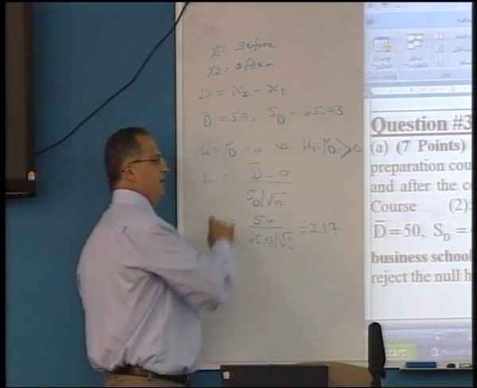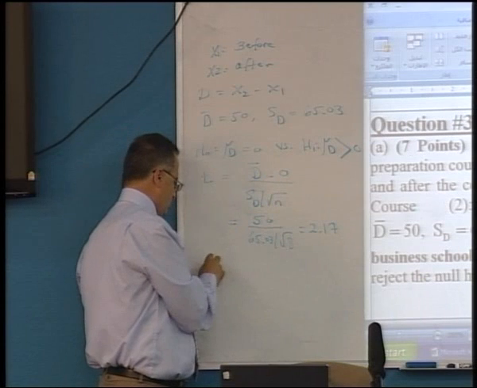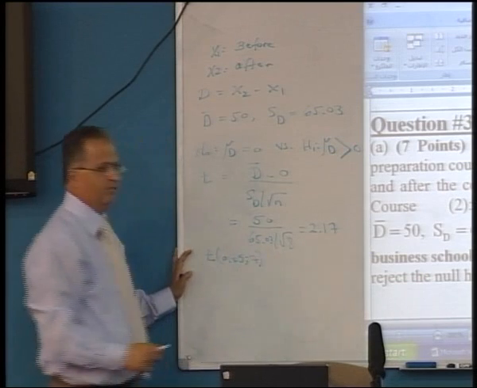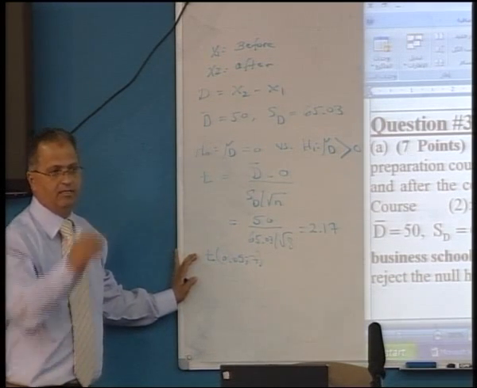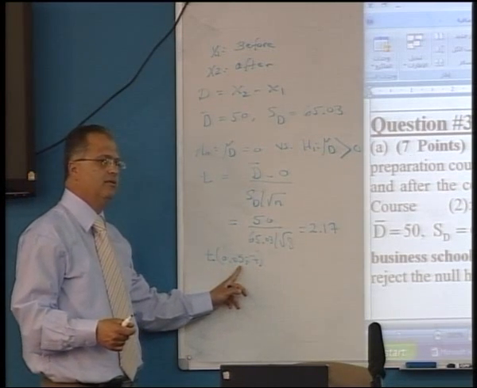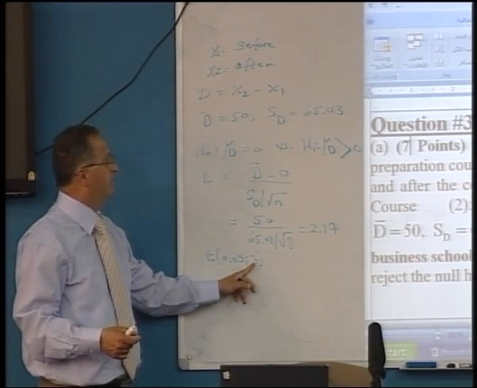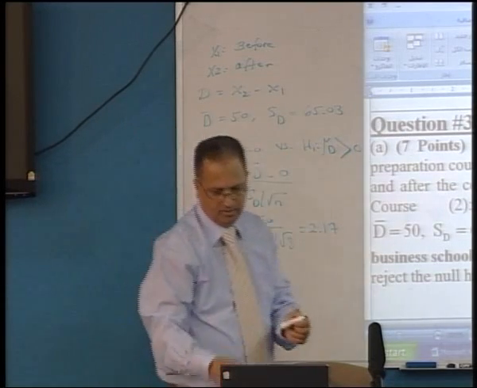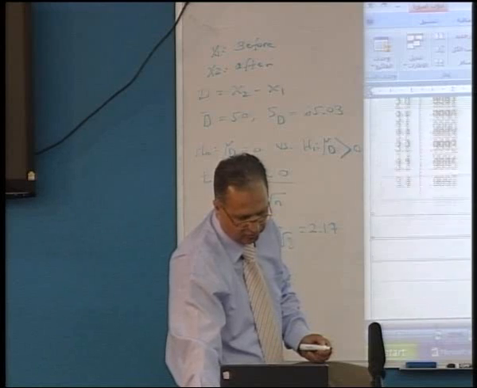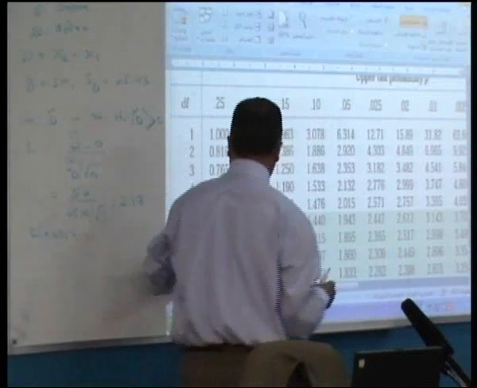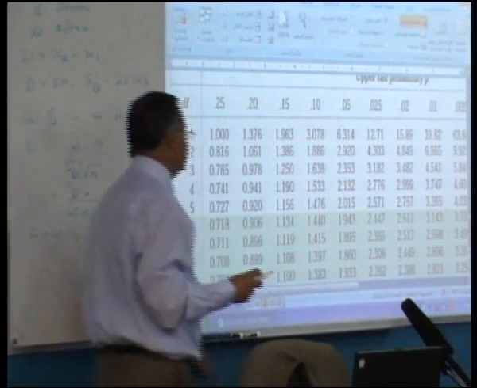Now, you may use the critical value approach. So my critical value is T alpha, and the degrees of freedom is 7. It's upper tail, so plus. So T alpha 0.05, and DF is 7 because n equals 8. Now by using the table, at 7 degrees of freedom, under 0.05, 1.895.